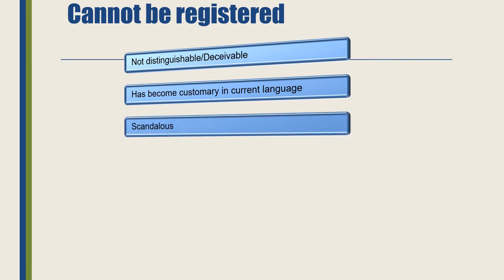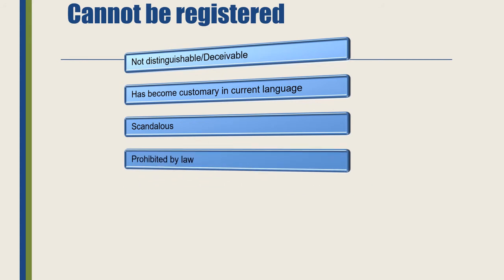Which is scandalous, not allowed. It is prohibited by law. The Emblems Act says that there are certain marks which cannot be registered. Say for example, the Ashoka Stambh in the Indian flag cannot be a trademark.